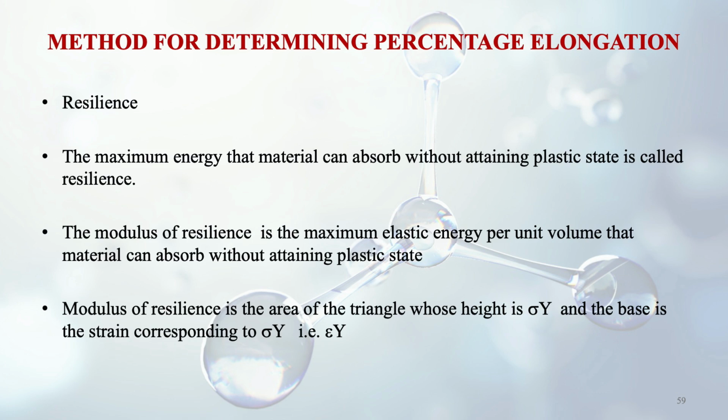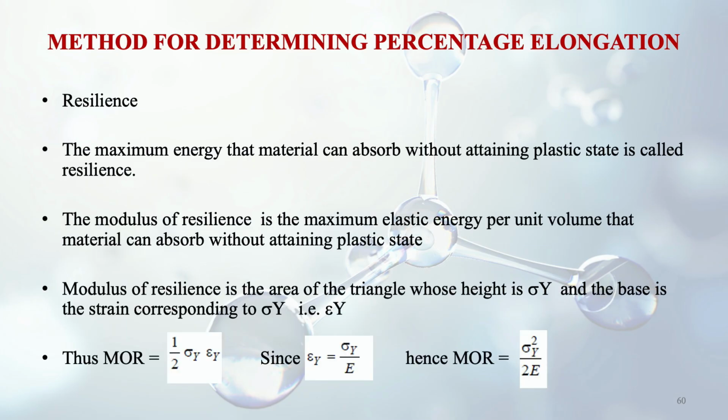So sigma y is the yield stress, and epsilon y is the strain corresponding to that point of stress. So there's a triangle, and the area of a triangle is given by half into height into base. So half into sigma y into epsilon y. This is called the modulus of resilience. And since epsilon y is given by sigma y upon E, the relation which we discussed just before this one, MOR, that is modulus of resilience, becomes sigma y squared by 2E. Again, sigma y is the yield stress and capital E is the Young's modulus. So the MOR can be given in terms of yield stress and modulus of elasticity.